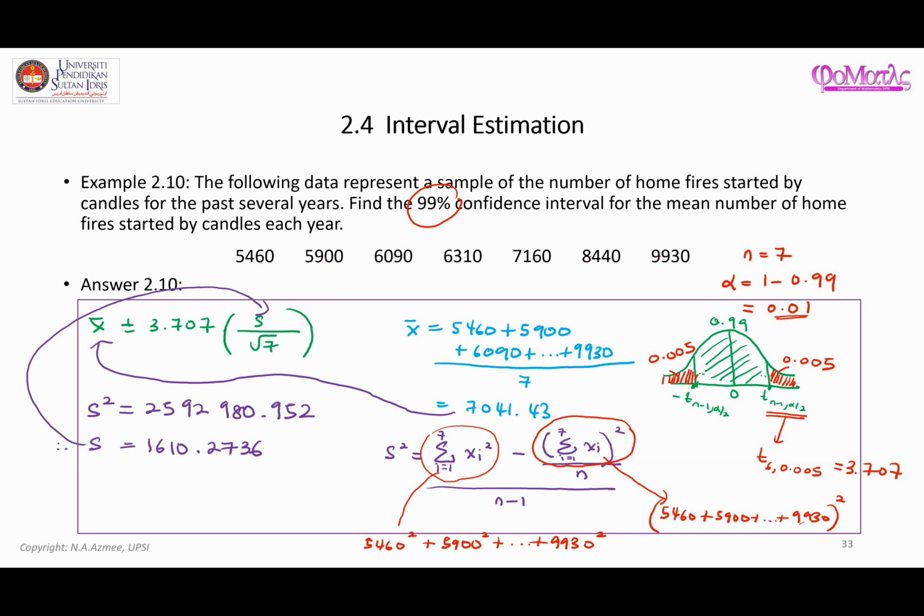I'm just going to give you the answer here. The final answer is that mu is between 4785.25 and 9297.61.